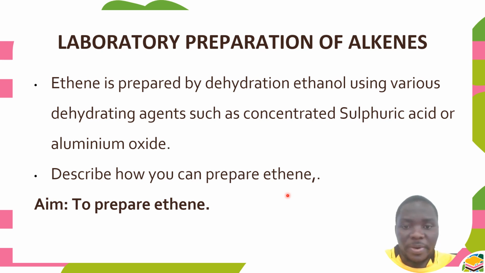So the aim of our experiment, remember, we want to prepare alkenes, laboratory preparation of alkenes. Which alkene are we going to prepare in this way? We want to prepare ethene. So we'll start by looking at the aim of our experiment. The aim is to prepare ethene.